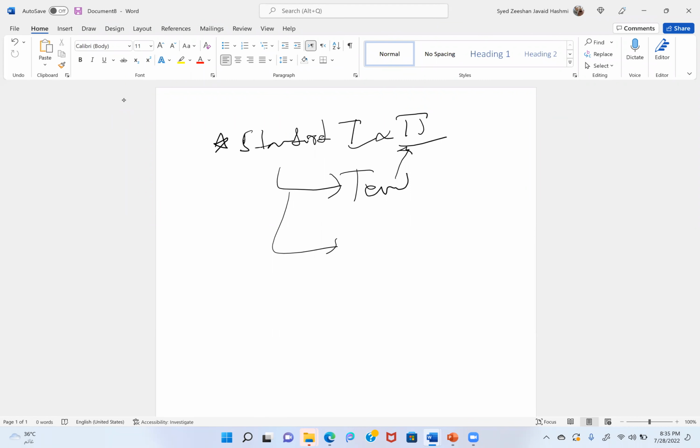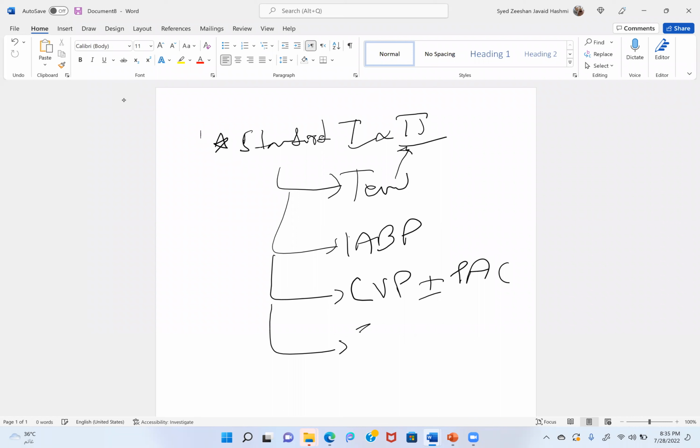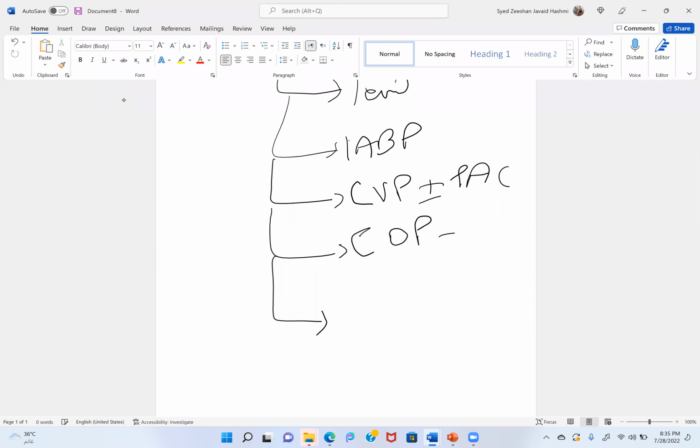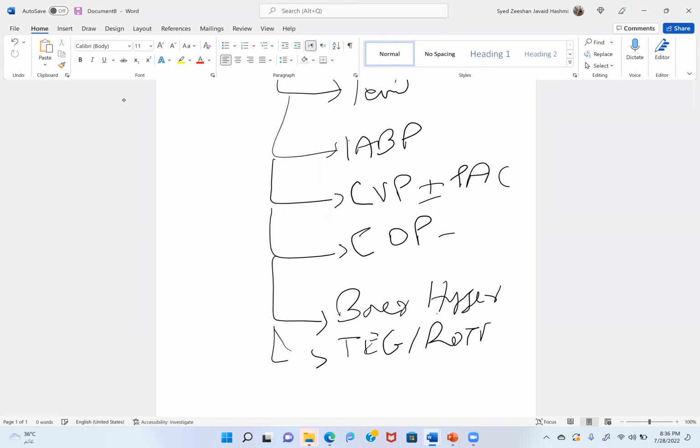Okay. Sir, invasive monitoring like arterial line. CVP, plus minus PA catheter. And sir, pulmonary artery catheter or any cardiac output monitoring. Cardiac output monitoring, okay. Then it's not finished, you will be needing more. Sir, Bair Hugger. Bair Hugger, okay. TEG, ROTEM. TEG or ROTEM. Yes. And, sir, cell saver.